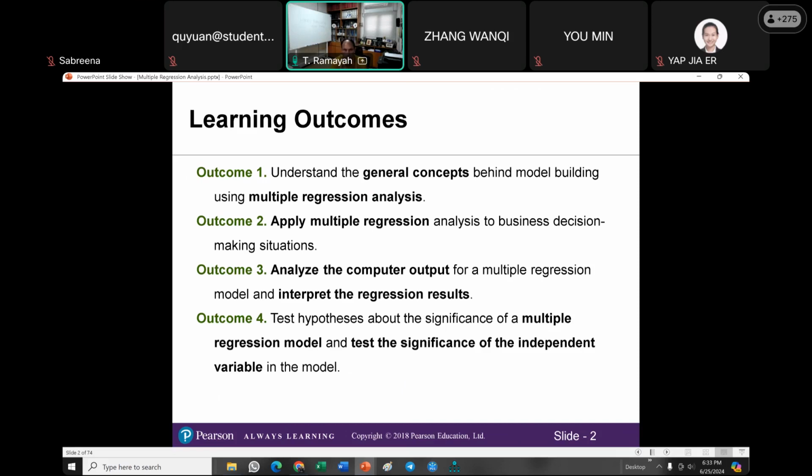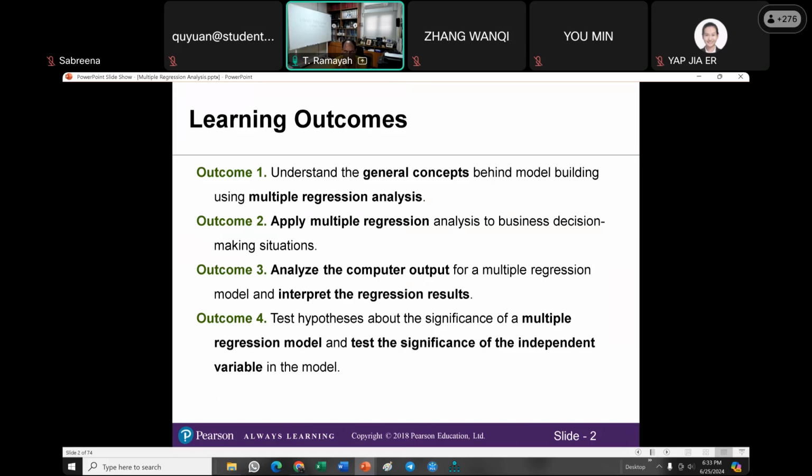That's number 1. Number 2, we will apply multiple regression analysis in decision-making situations. So you will see how multiple regression can be applied in decision-making. Let's say you want to buy a certain stock, or whether you want to invest in a new plant. That all can be done using this analysis called multiple regression analysis. And then we will analyze computer output. So for final exam, you will be given computer output and you need to interpret the regression results. Okay, you don't have to do the calculation.